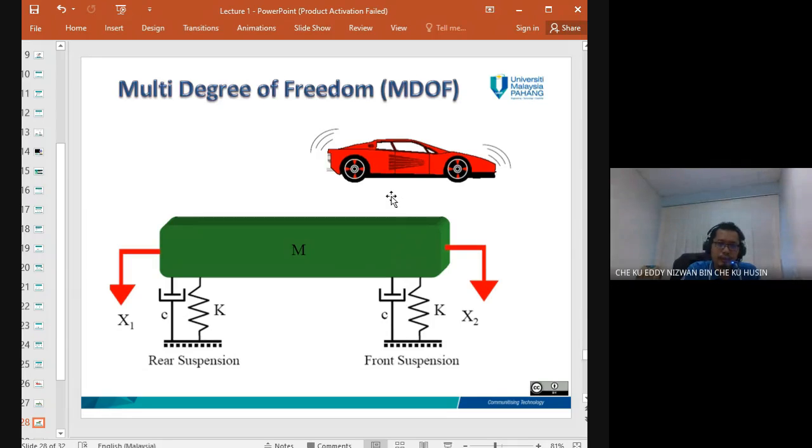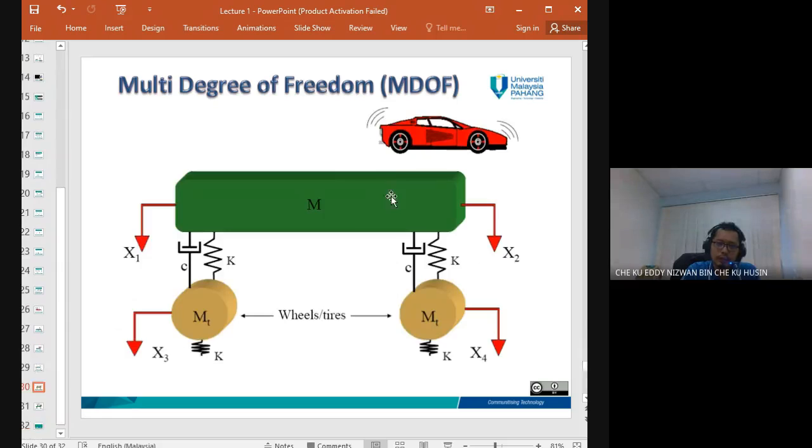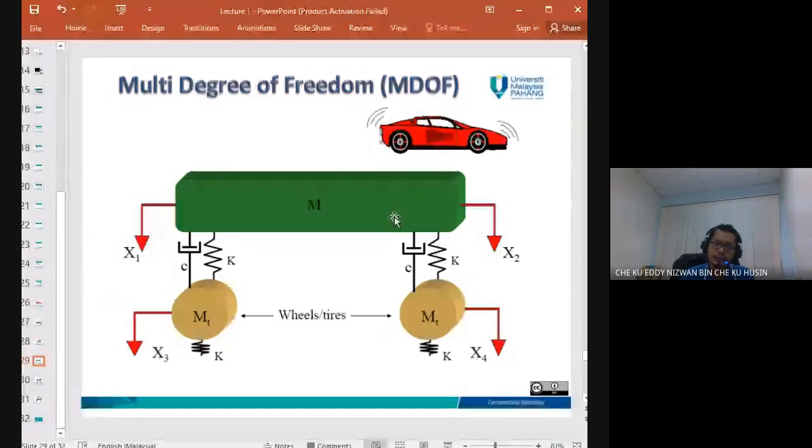Then you can go for more degrees of freedom. This one you can split by tire and by car body. This is actually, I think, the minimum model for the car. From this one, you can study the motion of the tire and the motion of the car body.